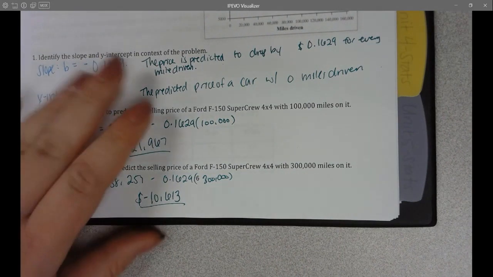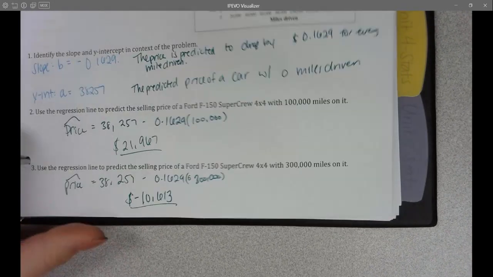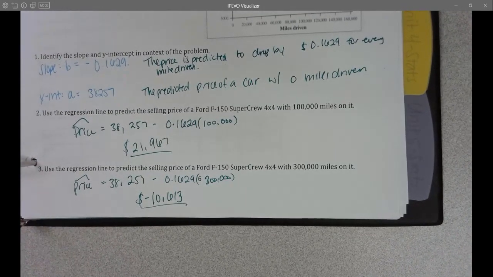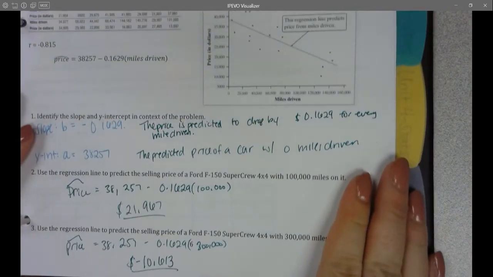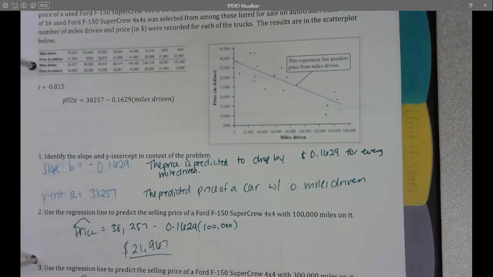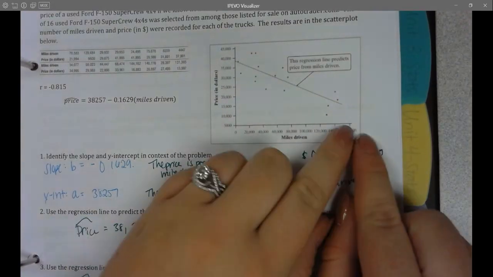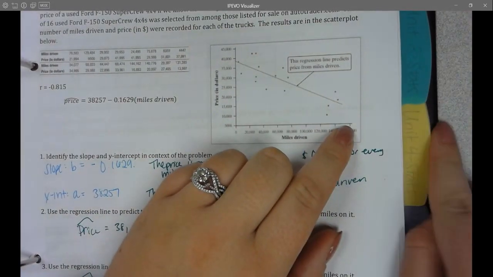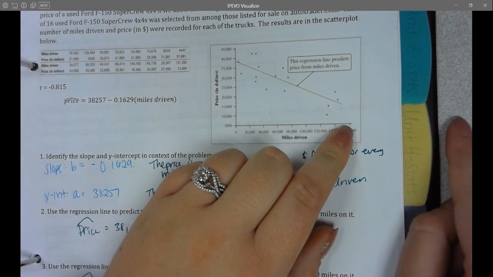Okay. Now the next question, question 4 on the next page, asks us, why did we get such a weird value for number 3? So let's talk about this for a second. Why would we get a negative $10,000? If you look over here at our graph, 300,000 miles is way over here. Okay, somewhere, not even in my chart.